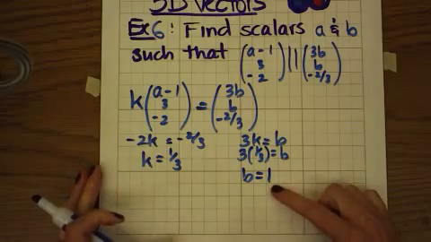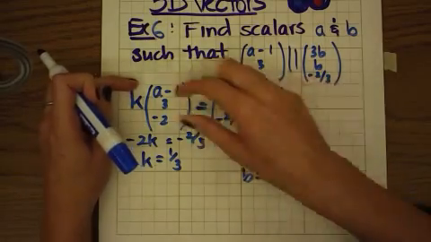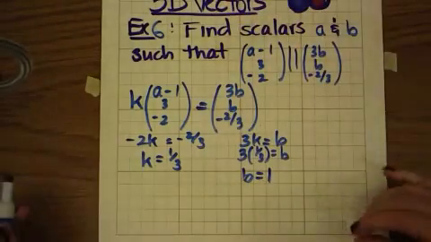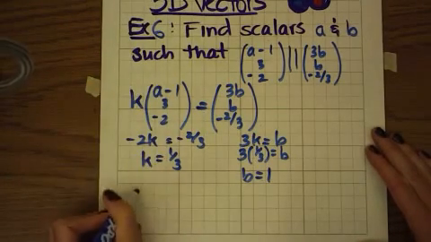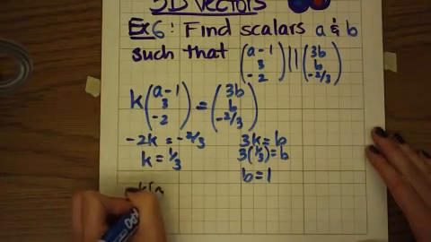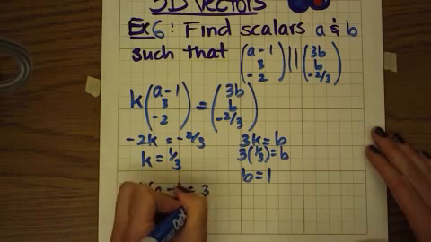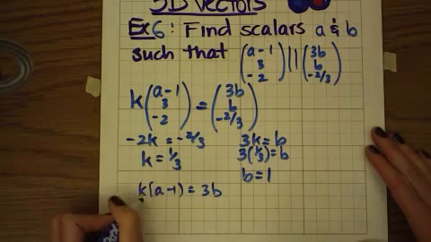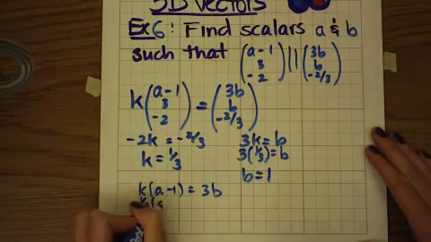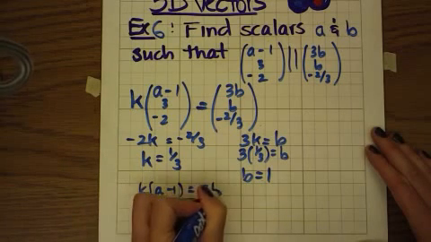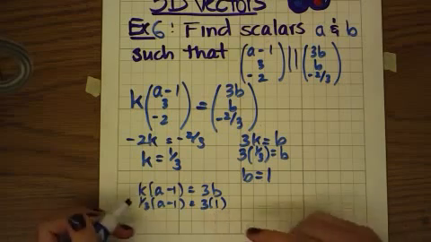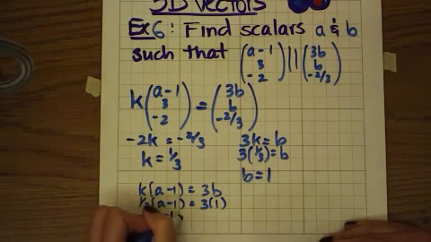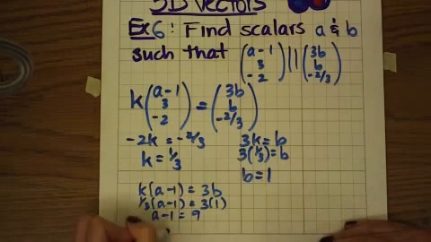Now that I know b, I can go back to the first row up here, the x components, and I can find a. I know that k times quantity a minus 1 is equal to 3 times b, and I also know that k is 1/3, and that b is 1. So if I multiply both sides by 3, I have a minus 1 equals 9, which means a is 10.